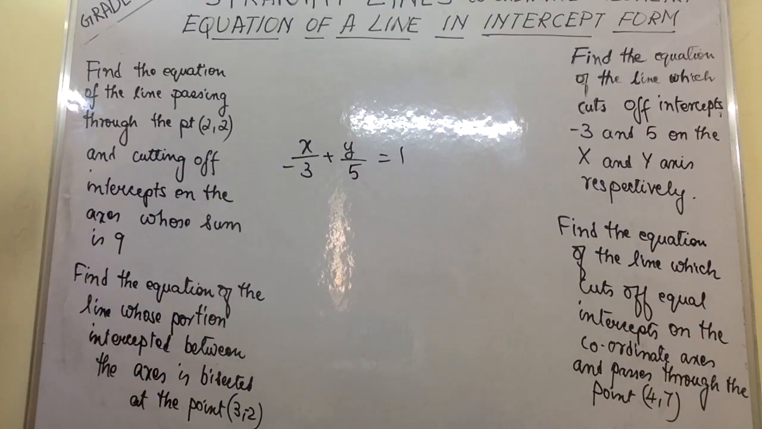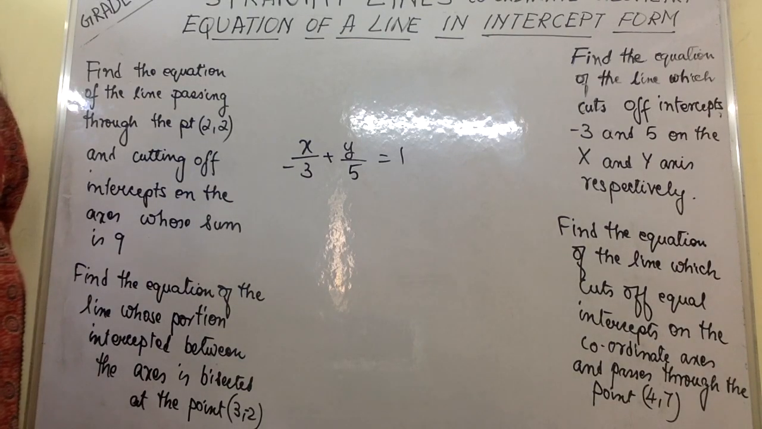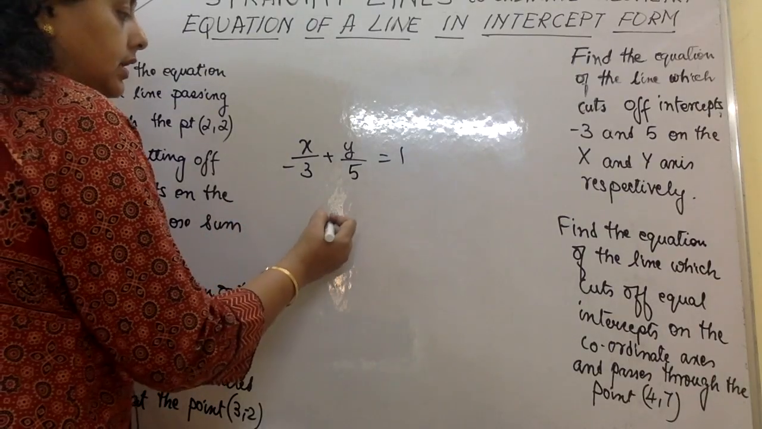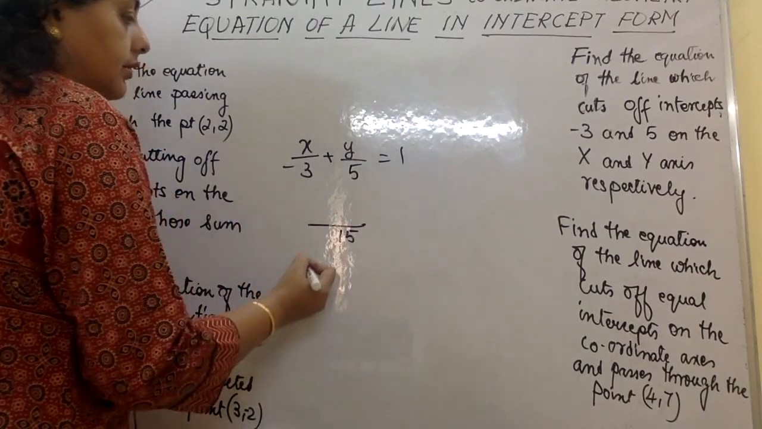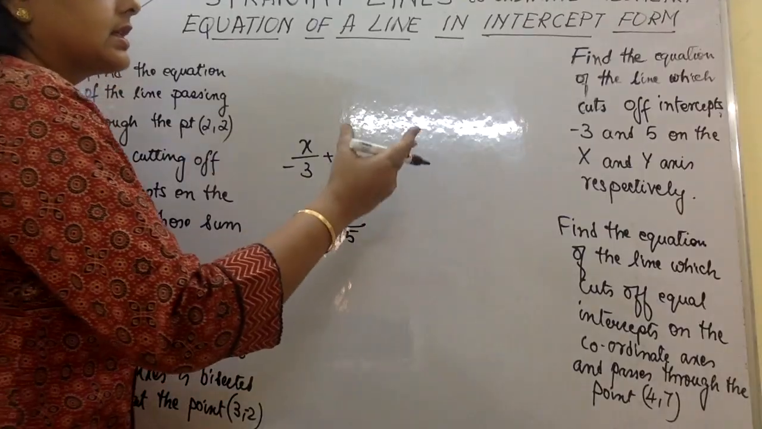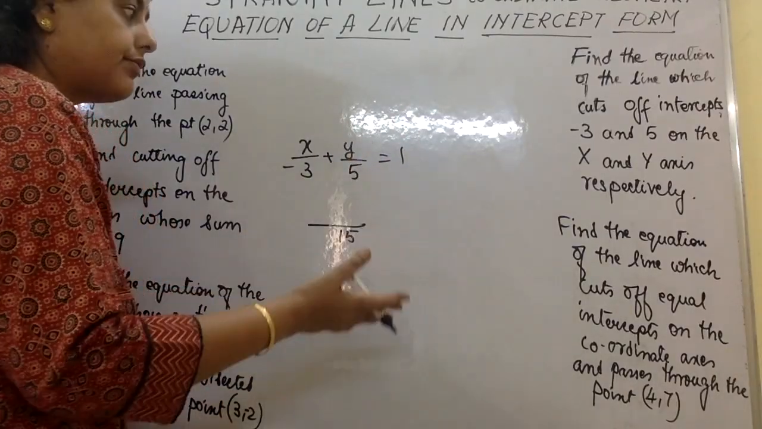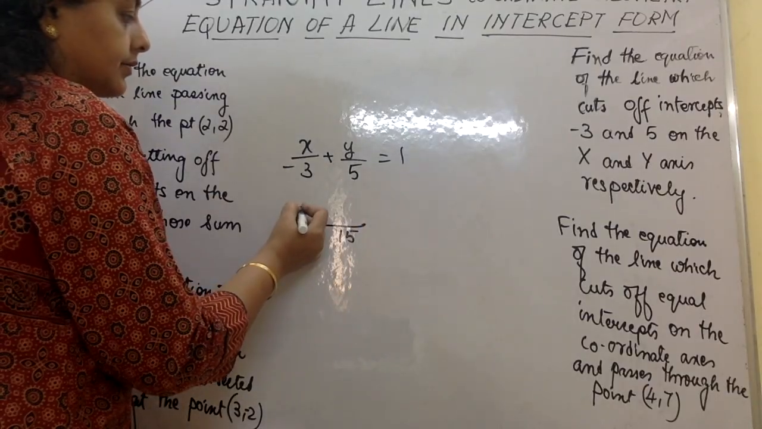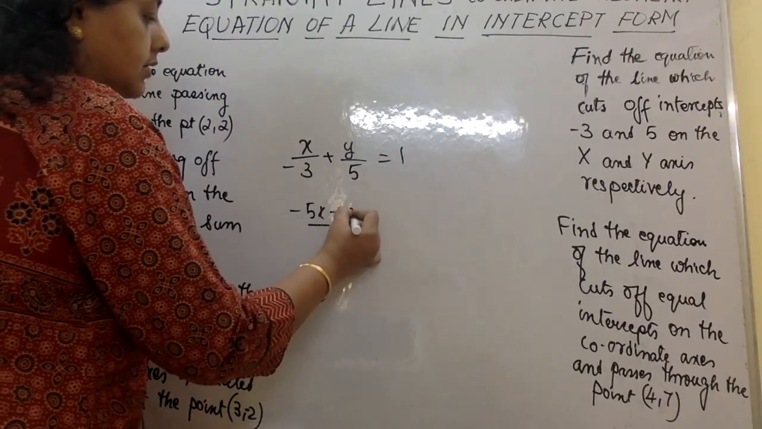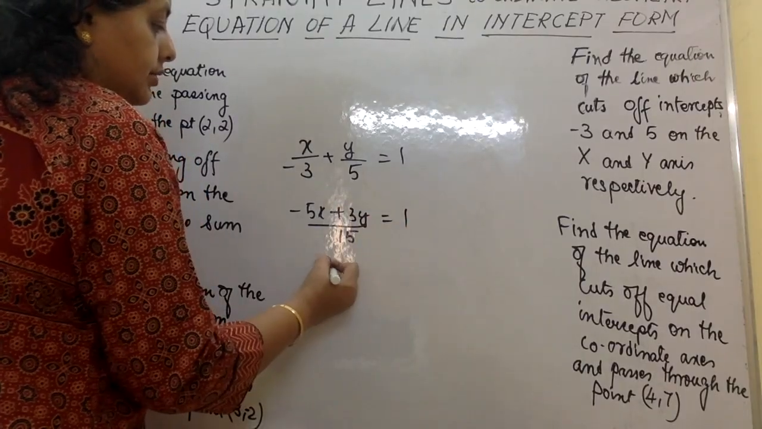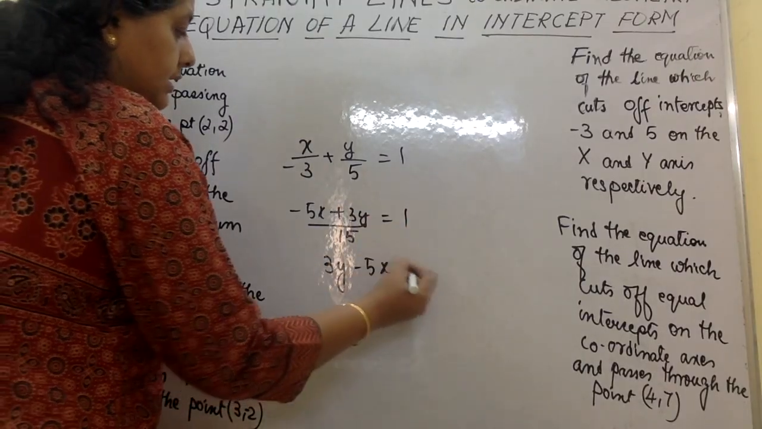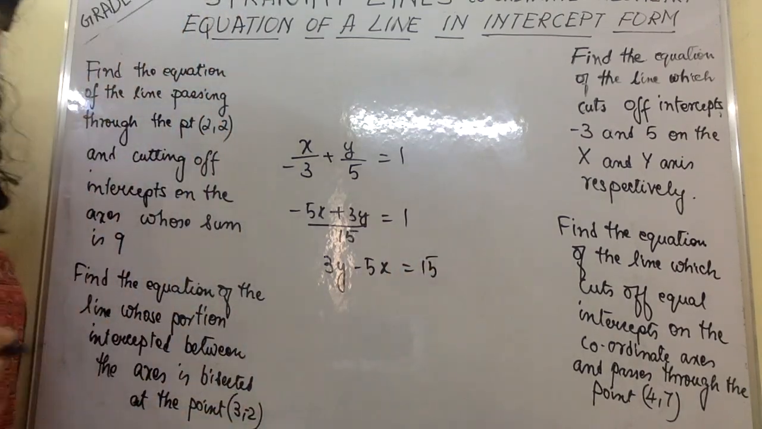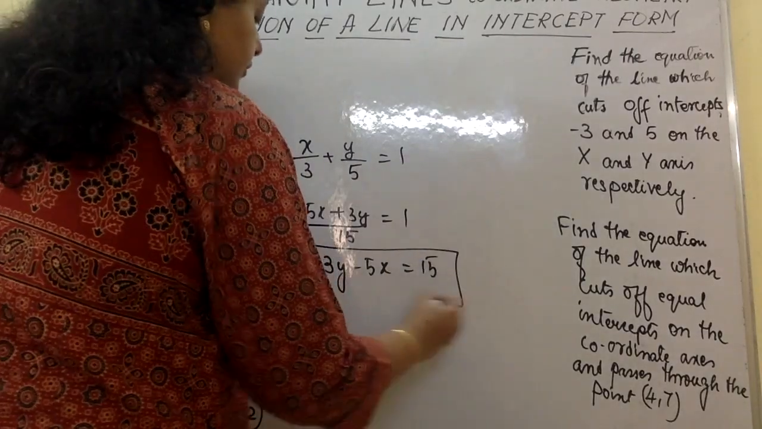So they told us to find the equation of the line. Here the LCM is 15. Since they did not tell us to get the equation in the intercept form only, we will change it to normal form. So this is minus 5x plus 3y is equal to 15. So 3y minus 5x is equal to 15 is the equation of the line they want.